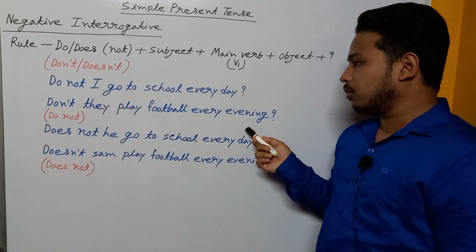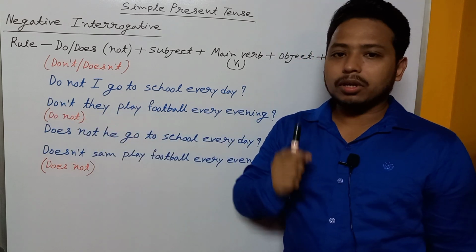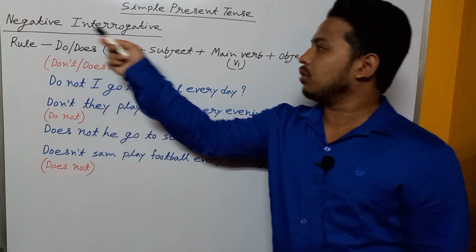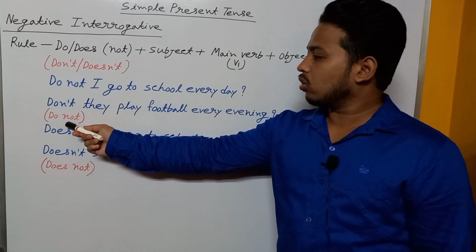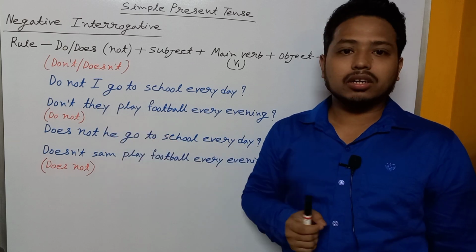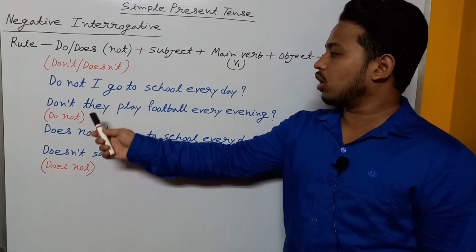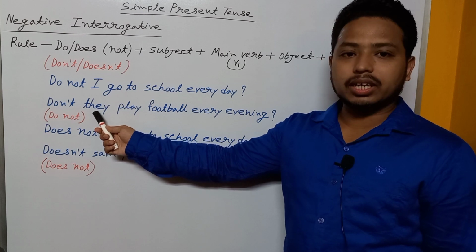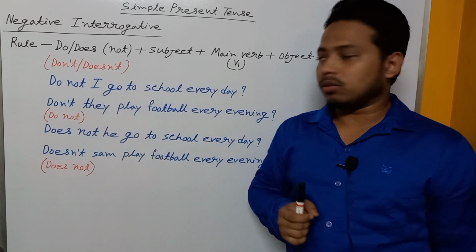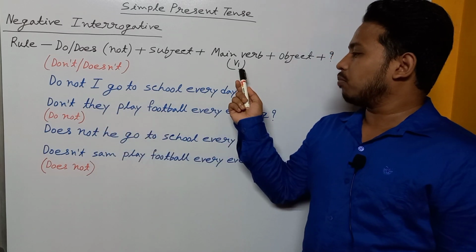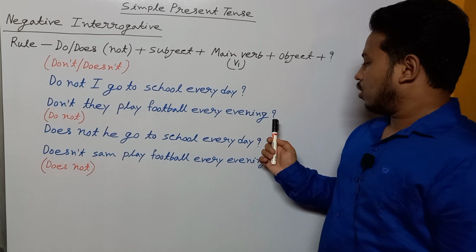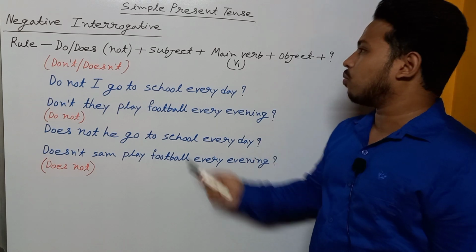Don't they play football every evening? Do, helping verb. I write not after do, helping verb, because it is also a negative interrogative sentence. So I write not for negative. Do not, short form don't. They, subject, third person plural. That's why I use do, helping verb, with they, and I write do before they for interrogative. Play, main verb, means verb first form. Football every evening, object. Question mark. Last of all I write a question mark for interrogative.